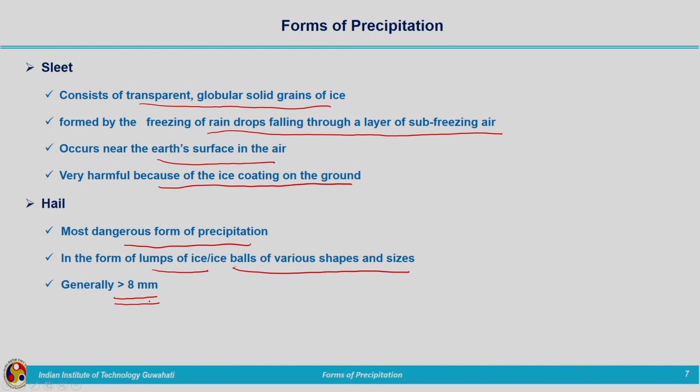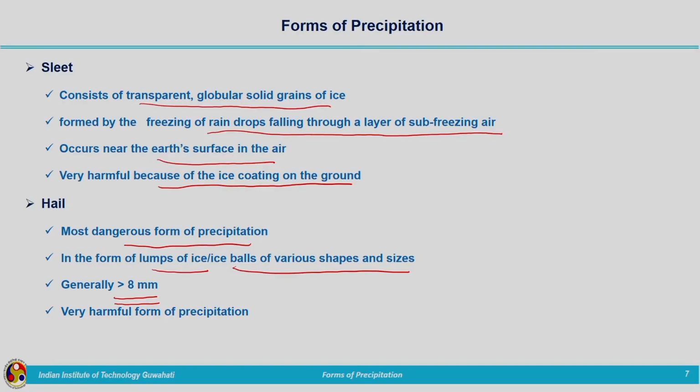We have seen rain: if it is up to 6 millimeter, we classify it as rain. So, the size of these ice balls will be greater, that is, rainfall is in the liquid form, this is in the solid form. The size of these solid ice crystals, ice balls, is greater than approximately 8 millimeter and beyond. So, you can imagine the size of the solid which is falling on the ground, and it is really a dangerous, very harmful form of precipitation.